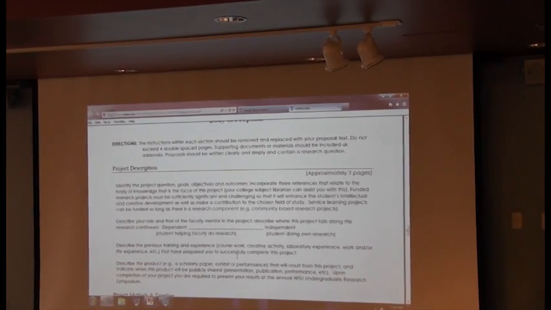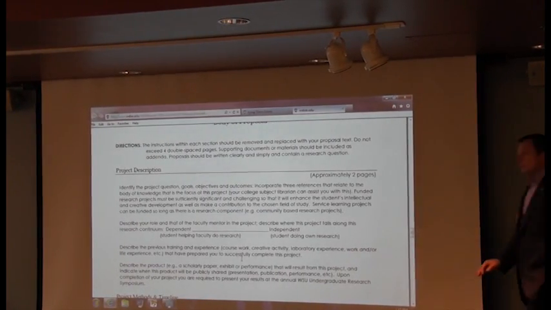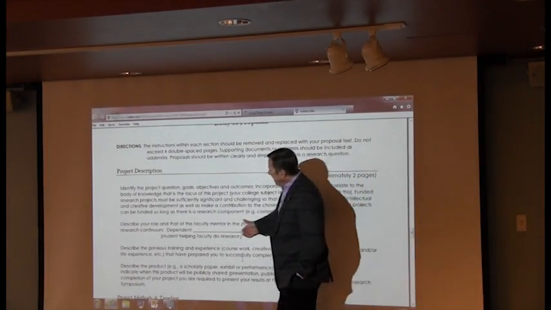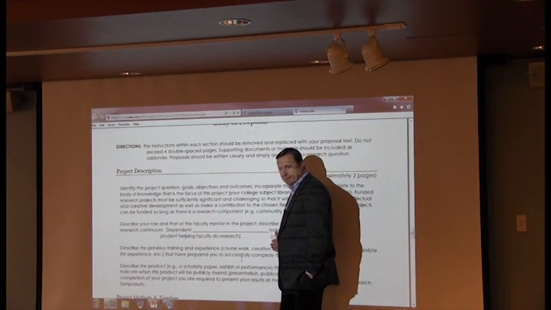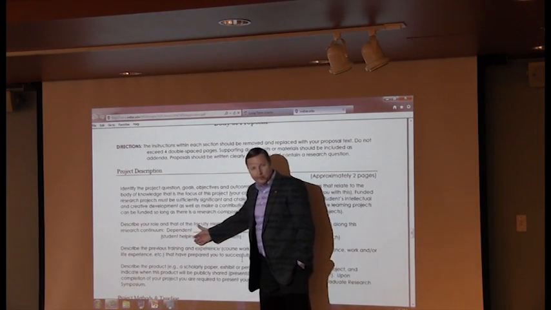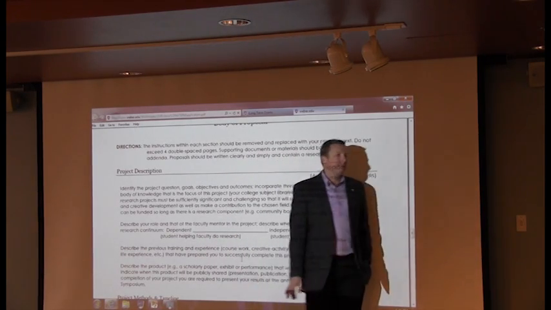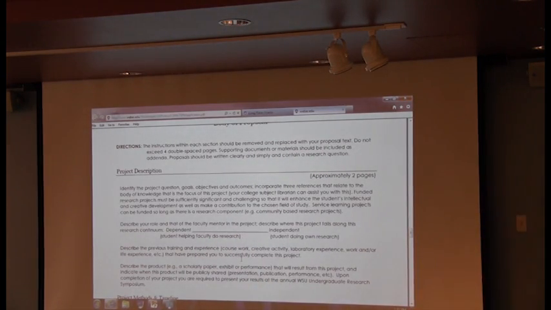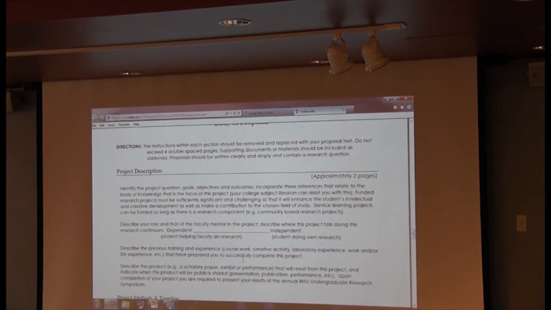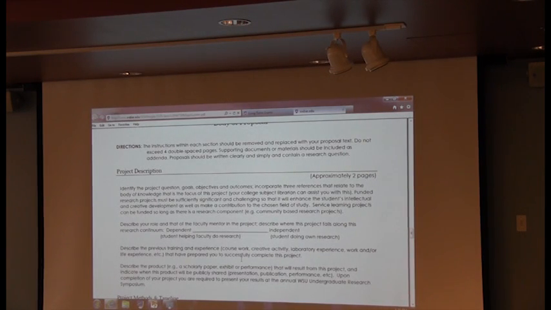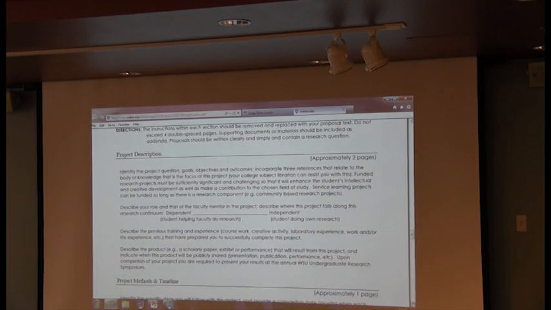Okay? There is not a right or wrong answer here. Okay, we're just asking where along this continuum this project fits. Okay, so it's not going to do you in if you're on the left side versus the right. Okay, any questions about the project description?